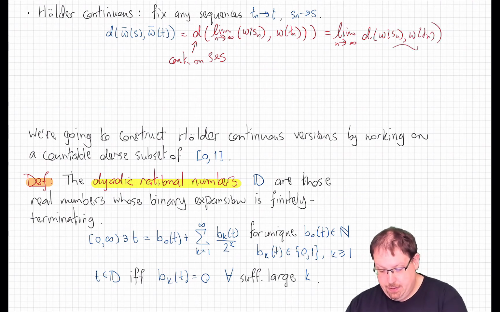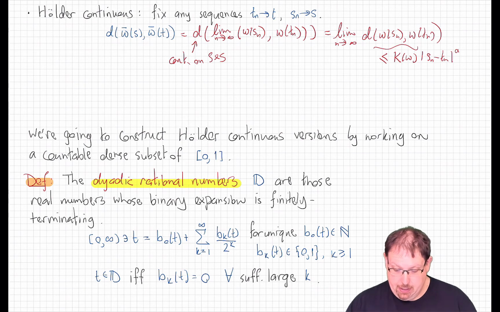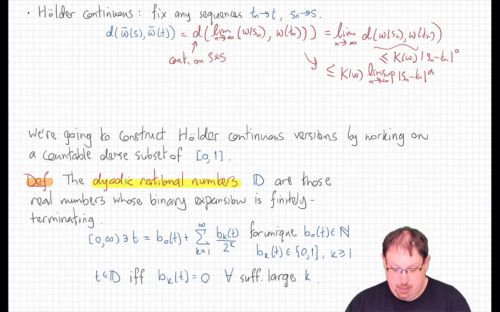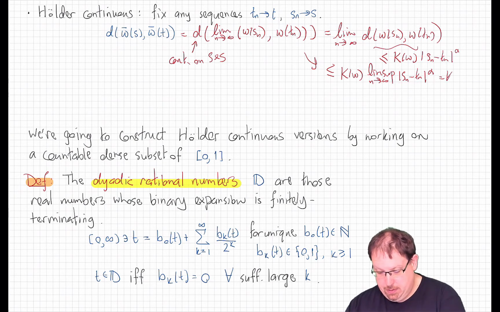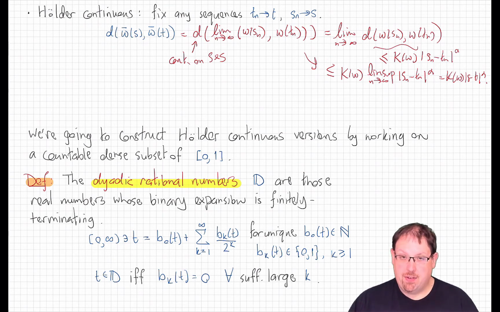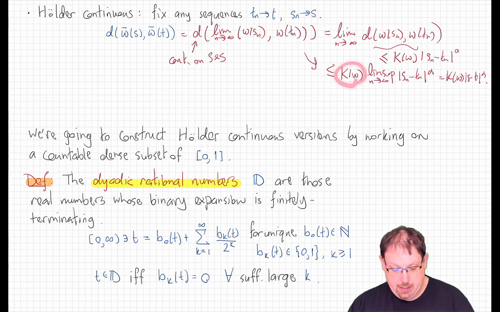But once again, this is less than or equal to that constant times Sn minus Tn to the power alpha. And so that shows that this whole thing here is less than or equal to that constant times the lim sup as n goes to infinity of Sn minus Tn to the alpha. But that lim sup is actually a limit. Since Tn goes to t and Sn goes to s, this is equal to s minus t to the alpha. And that shows that indeed omega bar is alpha Holder continuous with constant no bigger than k of omega.